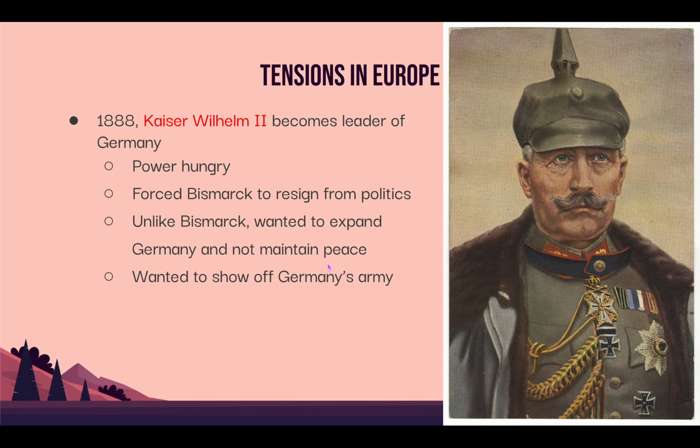In 1888, Kaiser Wilhelm II becomes the leader of Germany. He is very different than Bismarck. He is very power hungry, and he actually forces Bismarck to resign from all politics. Unlike Bismarck, he wanted to expand Germany and not maintain peace. He wanted to show off Germany's army.